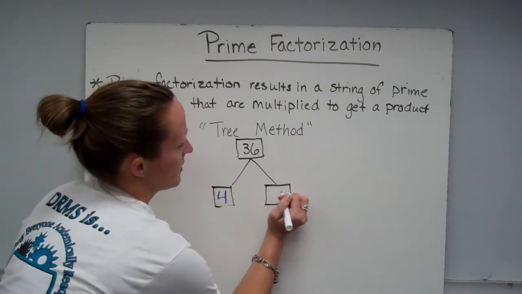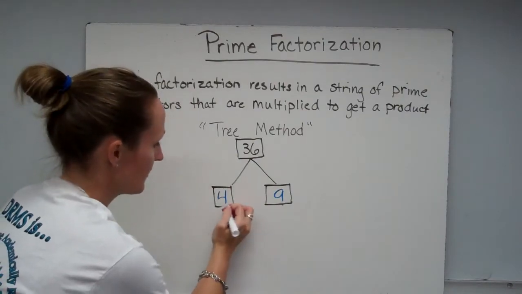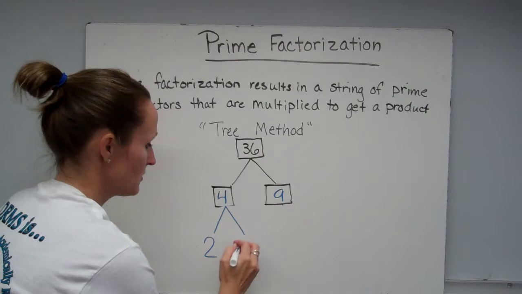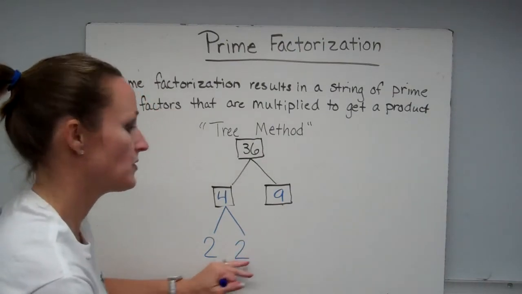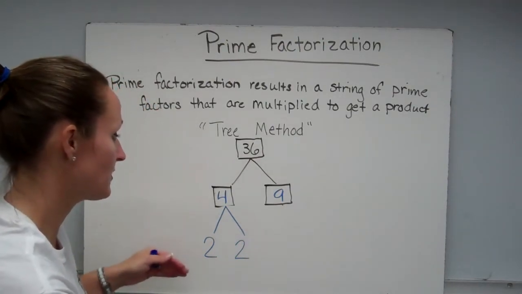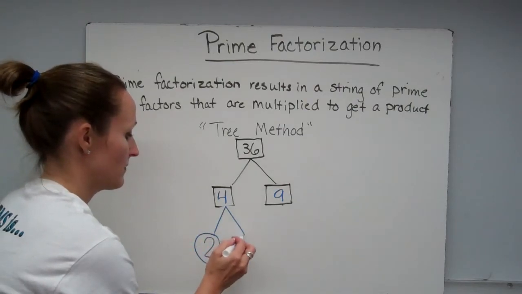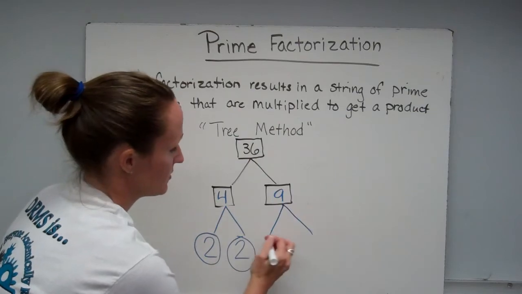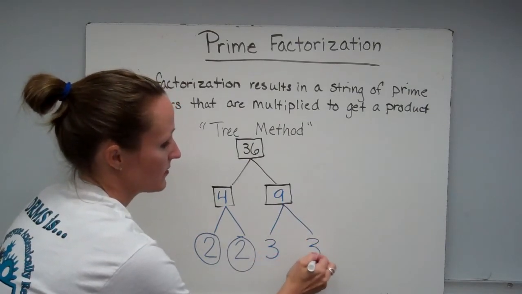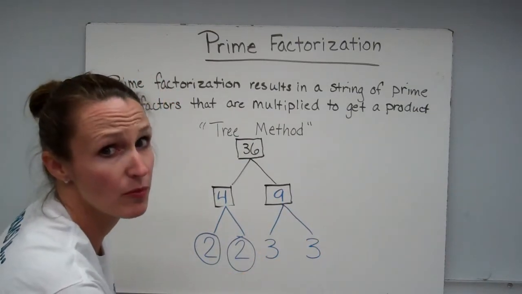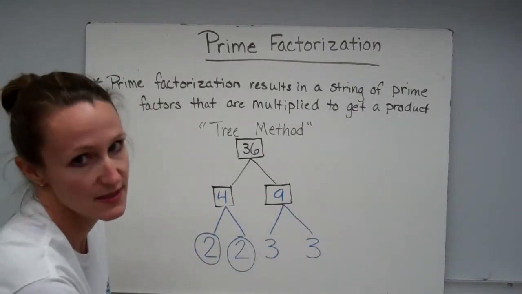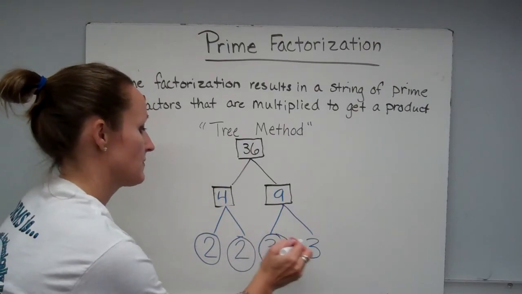So 4 and 9. Then we're going to come over here. We're going to break our 4 down. Our 4 can become 2 times 2. Both of these are prime numbers, so we don't have to go any further with that, and we're going to circle them. Okay, then we have our 9. What can we break 9 down into? 3 and 3. 3 is also a prime number. Remember, a prime number means that it can only be divided by 1 and itself. So we're going to circle these.